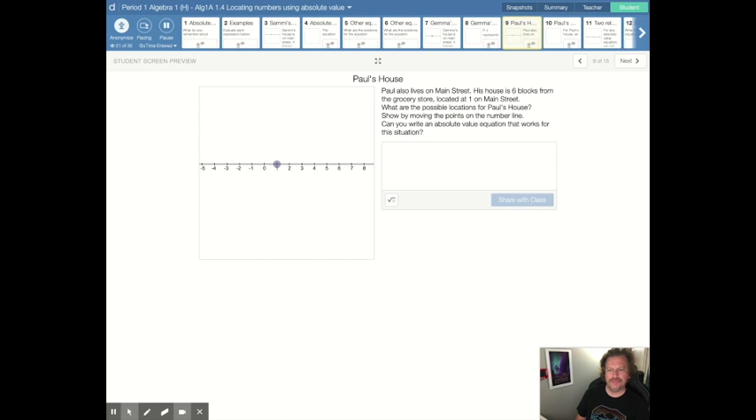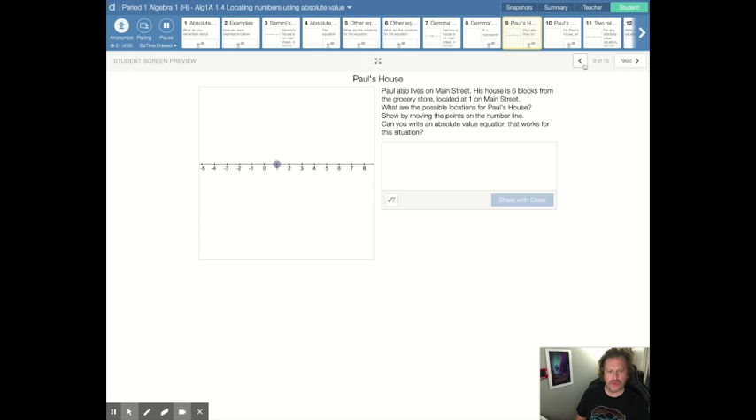All right, moving on. So Paul also lives on Main Street. This is a popular street. His house is 6 blocks from the grocery store, located at 1 on Main Street. So we've already got a position marker for the grocery store. What are the possible locations for Paul's house? Show by moving the points on a number line, and then it asks you, can you write an absolute value equation that works with the situation?